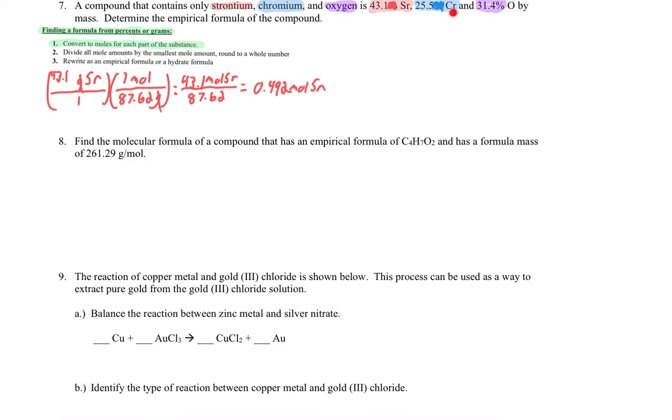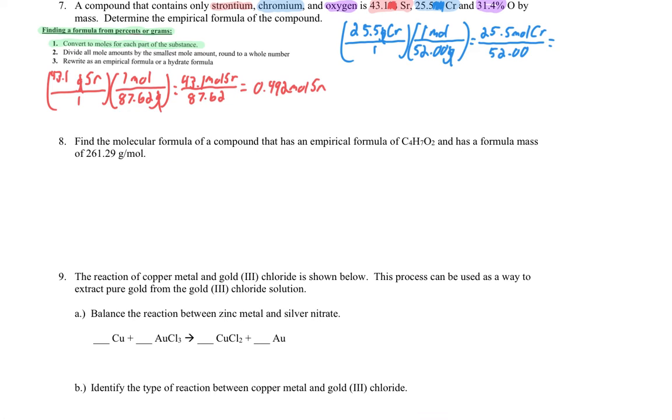That was just strontium, so now I got to do it for chromium. There are 25.5 grams of chromium. Well, it's the same conversion, just slightly different numbers. So we put it over 1, and we have the formula mass of chromium, which is 52.00 grams, causing my grams to cancel, are equal to 1 mole. So multiply my tops, 25.5 moles of chromium, over 1 times 52, which is just 52.